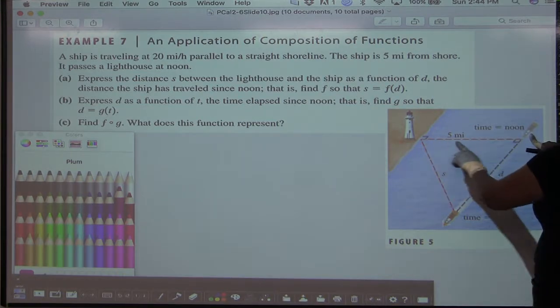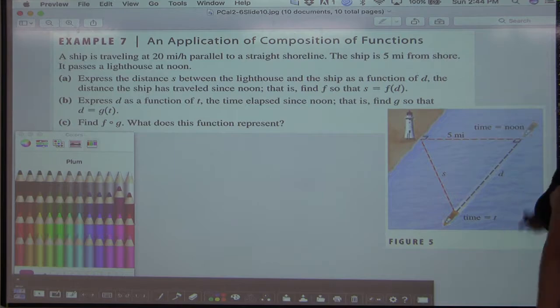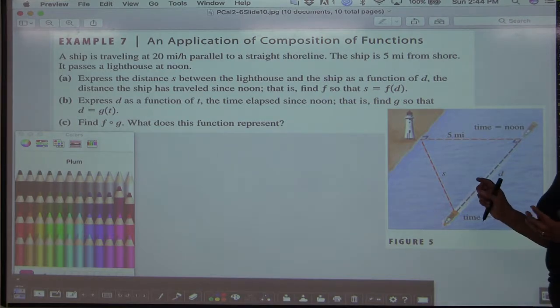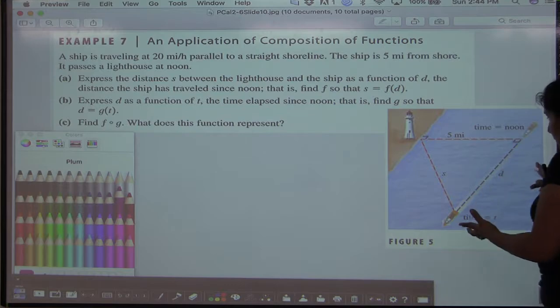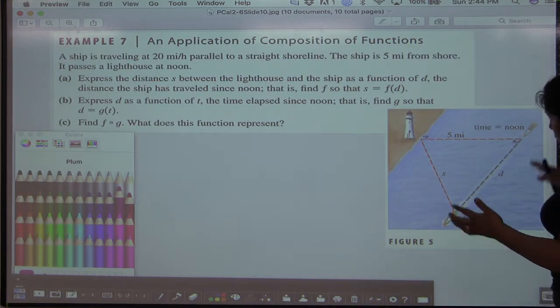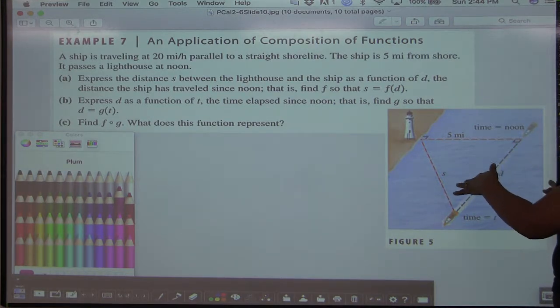So this is right here, 5 miles from the shore. It passes a lighthouse at noon, okay? So that's just stuff to know, right? Now, something that I don't know if you can see from the diagram, if you look in your book, these little things right here are indicating that even though this looks like a triangle, it is a triangle, but it's kind of skewed from the perspective that they're giving it to you.